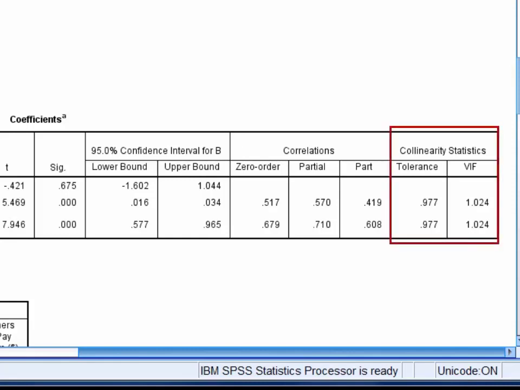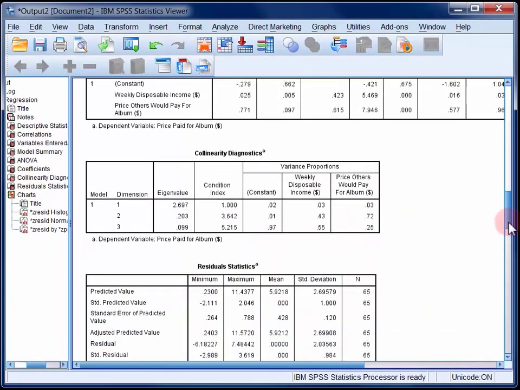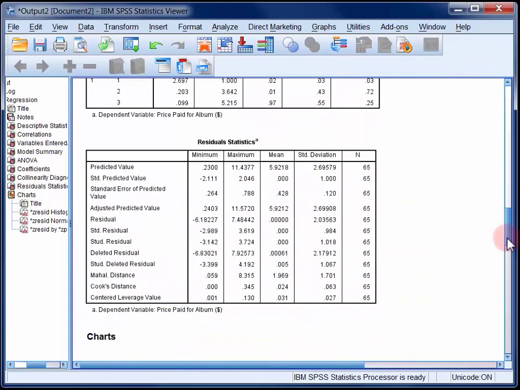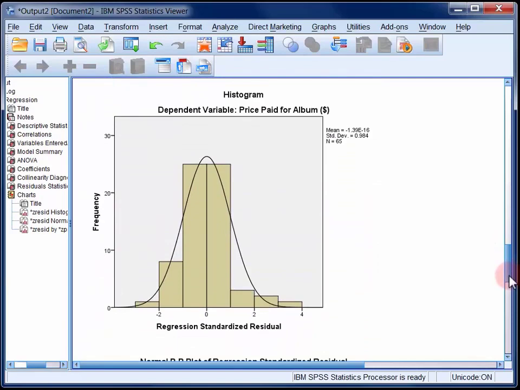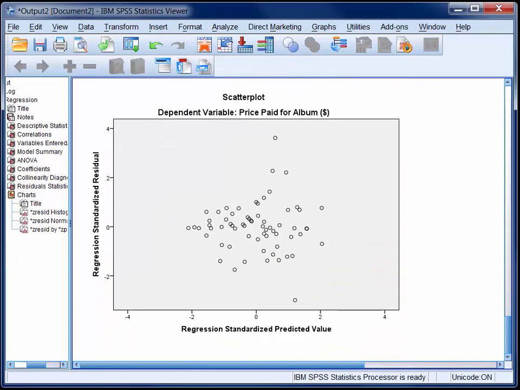Now on the far right of the coefficients table, we have a set of collinearity statistics. These are used to assess the absence of multicollinearity assumption underpinning multiple regression, and their interpretation is described in StatHand. In StatHand, there is also information about detecting outliers using the information in the residual statistics table. For now, though, we'll skip past this. And finally, there are 3 charts that can be used to assess the assumptions of normality, linearity, and homoscedasticity of residuals. Again, the interpretation of these is described in StatHand.